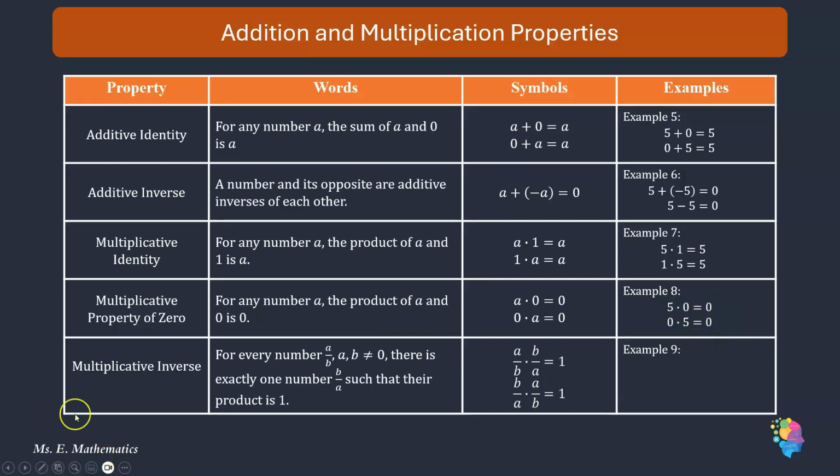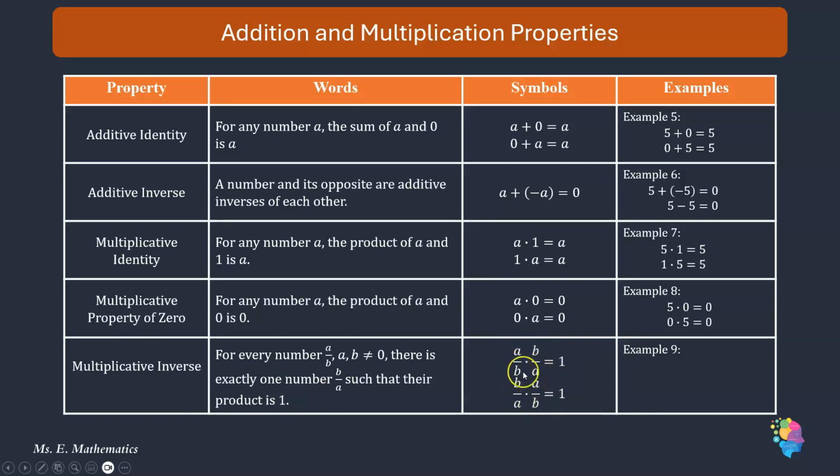The last one for the set is the multiplicative inverse. It states that for every number A over B, now be careful, it doesn't have to be a fraction, it can also be a whole number. So for every number A over B, where A or B are not 0, there is exactly one number, B over A. Notice that's the reciprocal or the inverse, such that if we take the product or multiply them, the result is 1. So right here, if I multiply A over B times B over A, that will be 1.